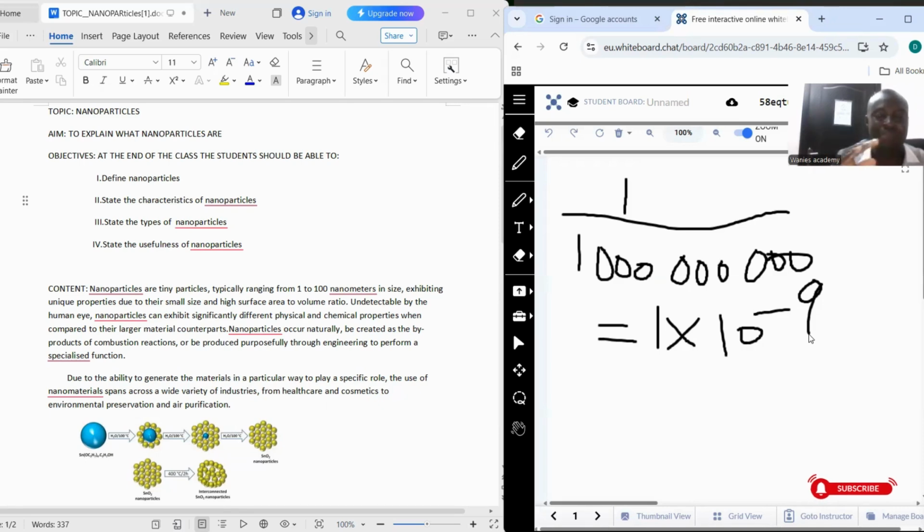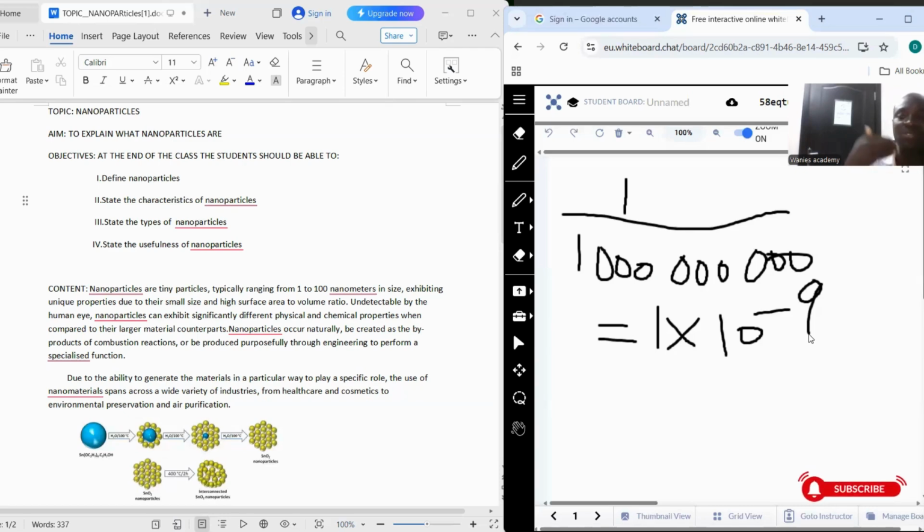They are known to exhibit different physical and chemical properties when you compare them to their larger counterparts, the equivalent of nanoparticles in larger molecules. The physical and chemical properties that nanoparticles possess are very unique and specific to them. Their larger counterparts would have properties very different from those exhibited by nanoparticles themselves.